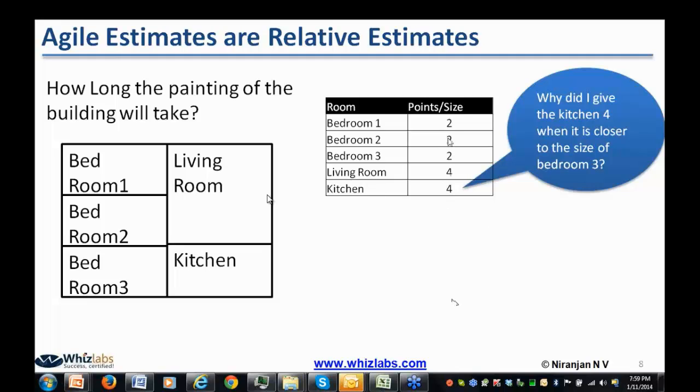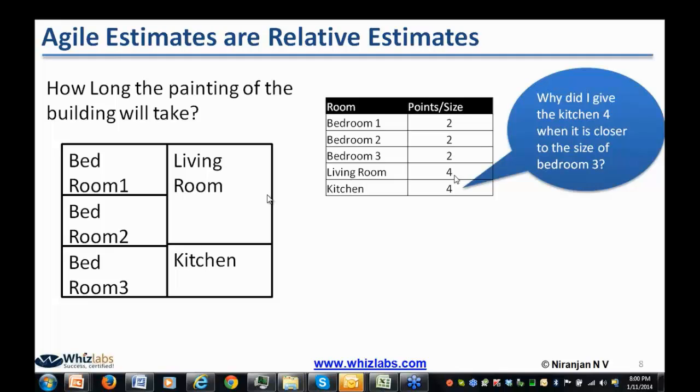Okay, and these points are all randomly given, and they are all relative to each other. If I ask you what is 2, it is difficult to tell. At the most you can say 2x. 2 means x bedroom is equivalent to 2. If I ask you what is living room, 4, it does not have any particular unit. It is a unitless number. So what you can say is, okay, living room takes twice the amount of work of bedroom. So that means we are doing relative estimation here.